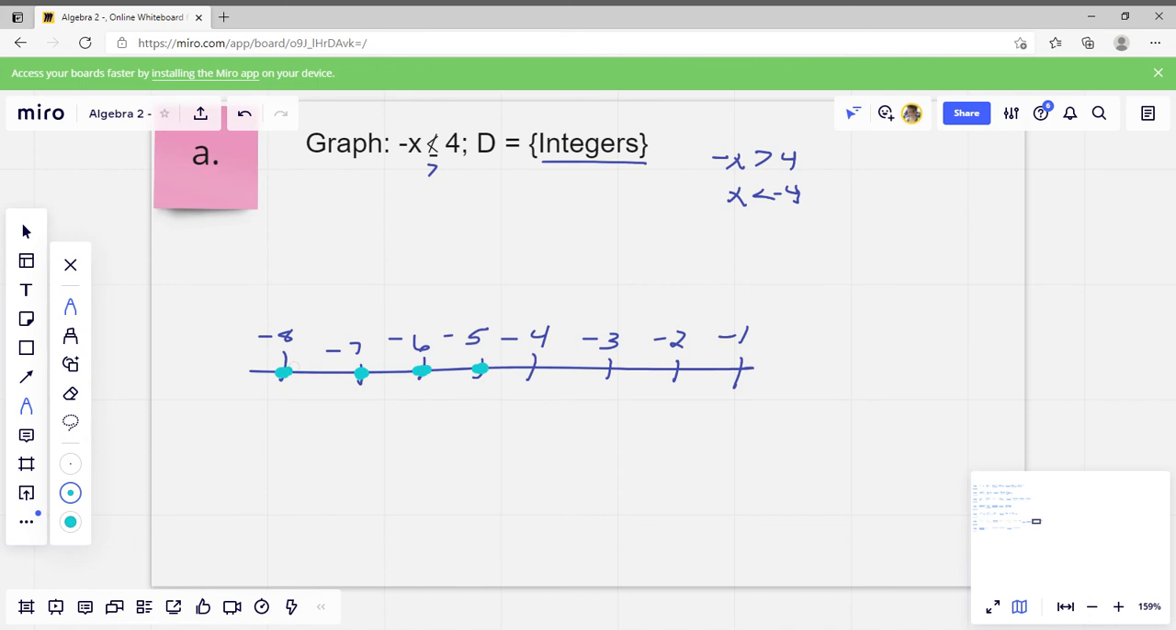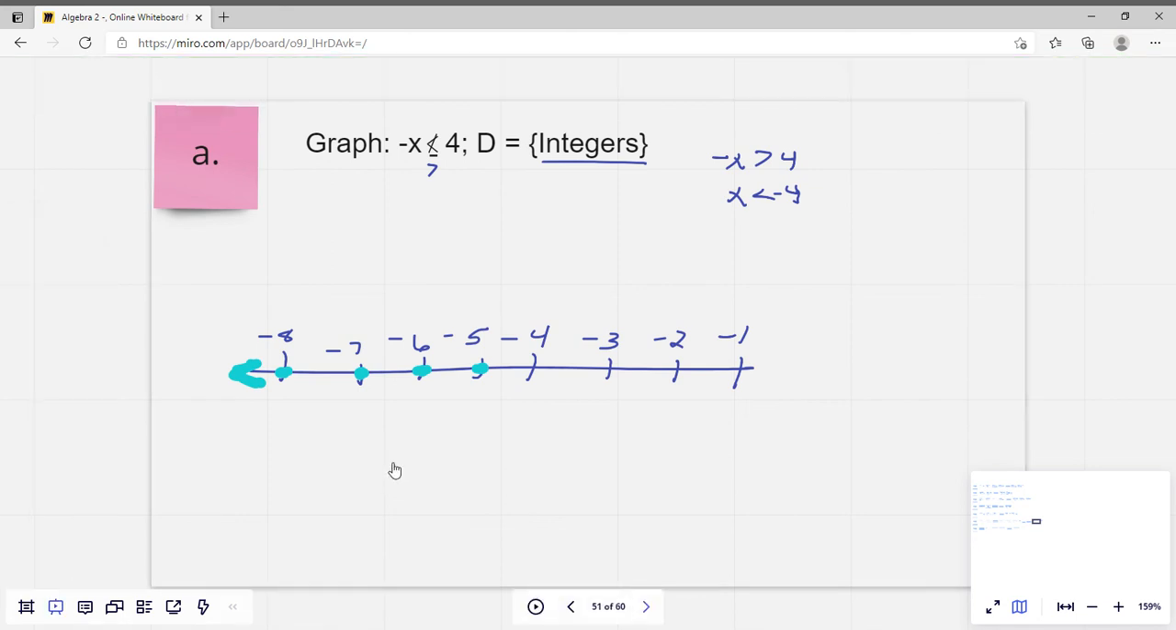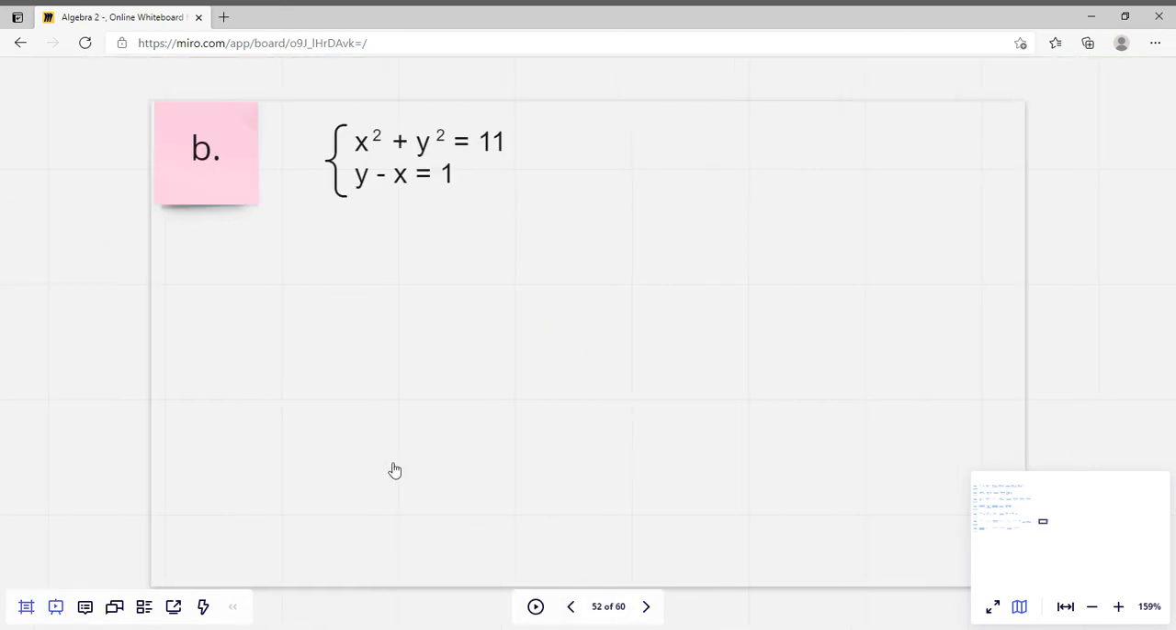Now, let me look in the answer key and see if they put an arrow on the end of that. No, yeah, they did an arrow on the end of this, so you would draw an arrow right there, meaning that it keeps going in dots. All right, not too hard. Just remember to flip that sign.